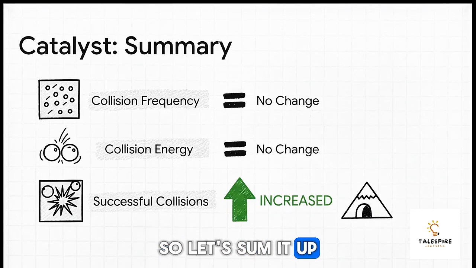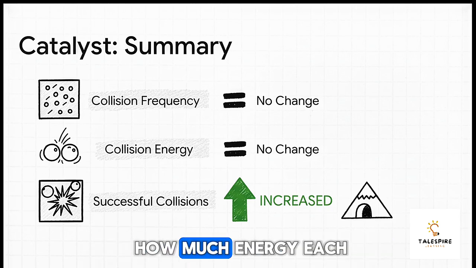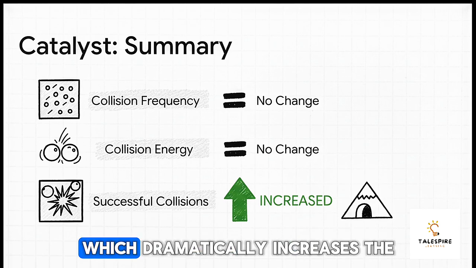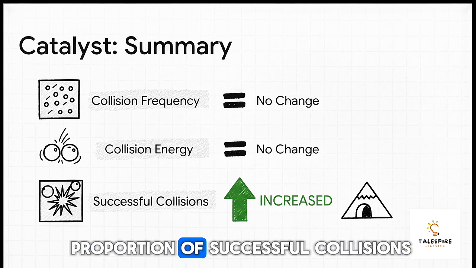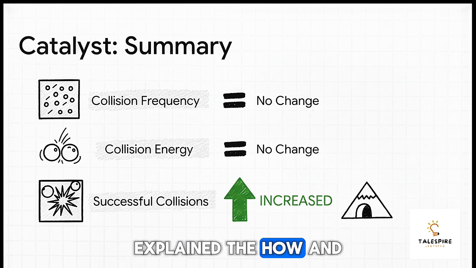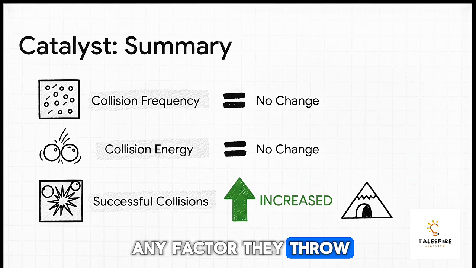So let's sum it up. The catalyst doesn't change how often the particles collide, and it doesn't change how much energy each particle has. All it does is lower the bar for success, which dramatically increases the proportion of successful collisions. See that pattern? We identified what changed, explained the how, and stated the result. You can use that exact same logic for any factor they throw at you.